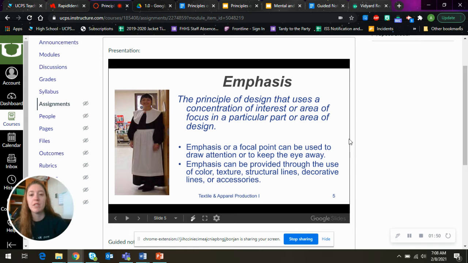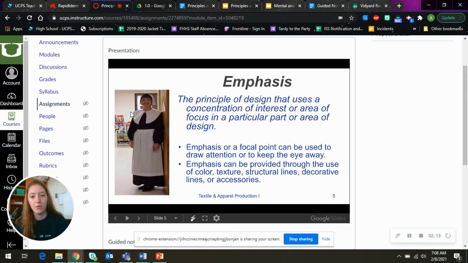Emphasis is the principle of design where there's a focal point, like there's something to focus on. Emphasis is when you put distinct attention on something. So it's the focal point. It can be used to draw attention or keep the eye away from something. It can be provided through the use of color, texture, structural lines, decorative lines, or accessories.